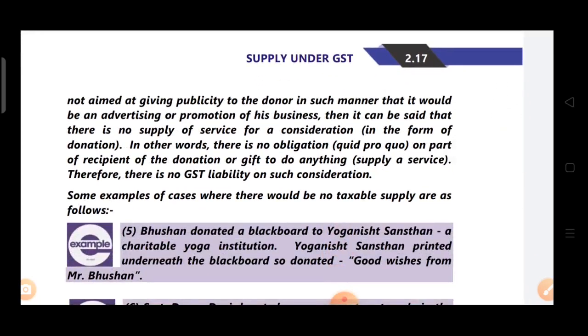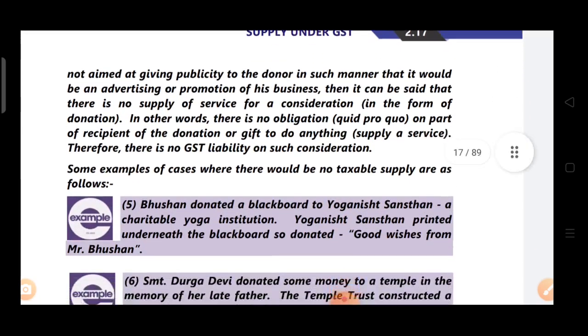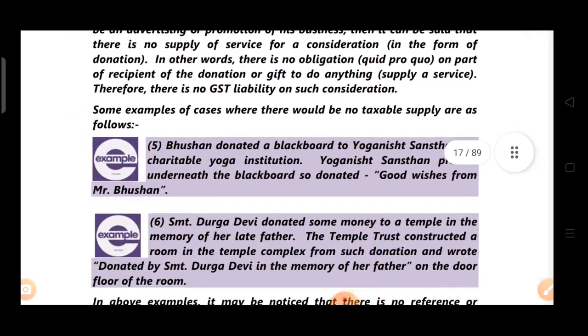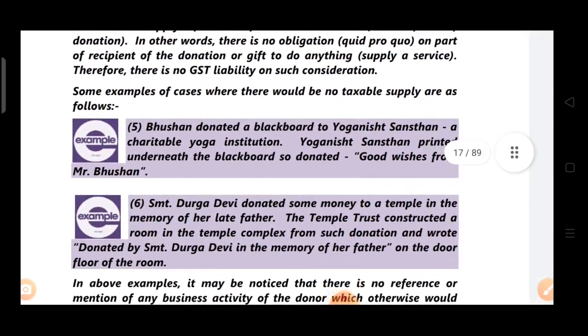Now some examples of cases where there would be no taxable supplies are as follows. Mr. Bhushan donated a blackboard to Yoganish Sansthan, a charitable yoga institution. Yoganish Sansthan printed underneath the blackboard, "Donated with good wishes from Mr. Bhushan." This was just to express their gratitude. We can't say it's a supply because there is no promotion or advertisement of the donor's business. So there is no supply, and no GST liability.